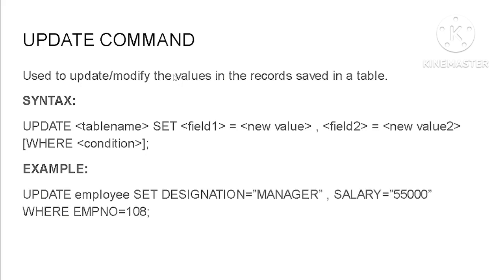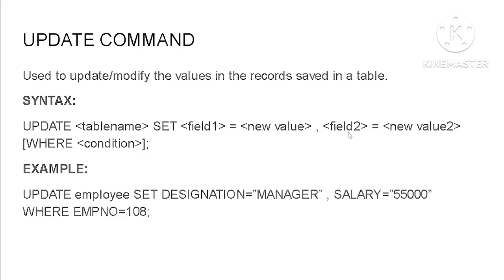What to do if I wish to modify a specific record? Say I want to increase the salary. For salary 40,000, I'm going to make it 60,000. So what is the command? Update. Update what? The table name. Set what is the field? Which field do you want to change? The salary. What is the new value?